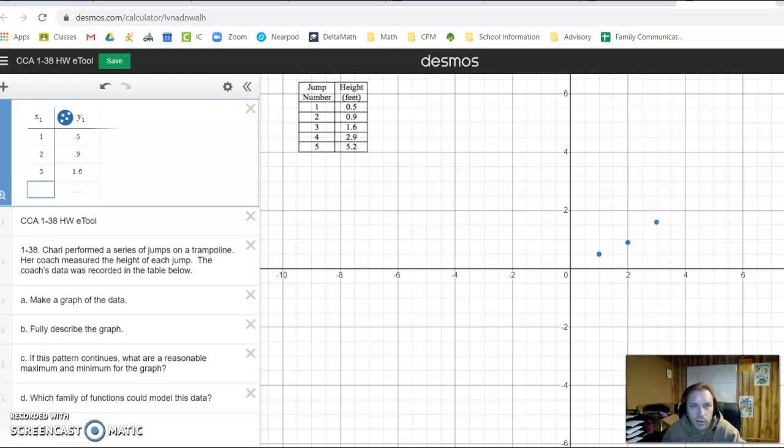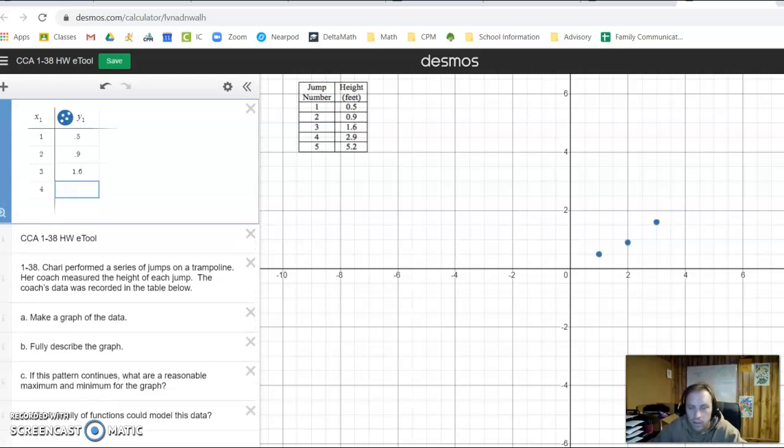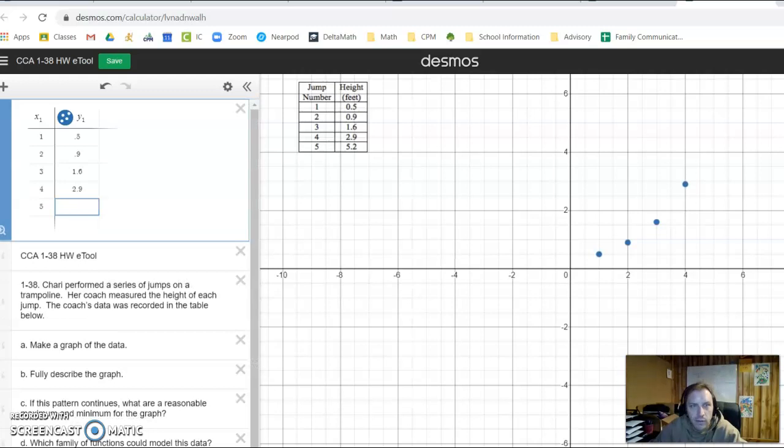You'll get better and better at using this. 4, 2.9, 5, 5.2. And look at what we have here. We have this interesting looking kind of an arc up. How would you describe that? I would say that it starts out low and it starts making its way higher and higher.